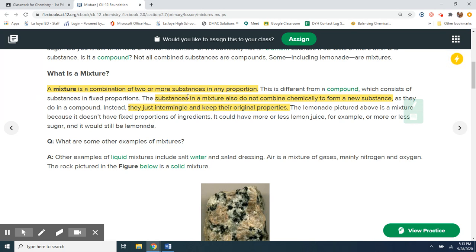The substances in a mixture do not combine chemically. That's also a reason why it's not a compound. Compounds are bonded chemically at the molecular level. Mixtures basically intermingle and keep their original physical properties. Some proportions that we could change is we could add more or less lemon juice, or add more or less sugar, or we can even not use sugar and use a fake sugar known as aspartame.